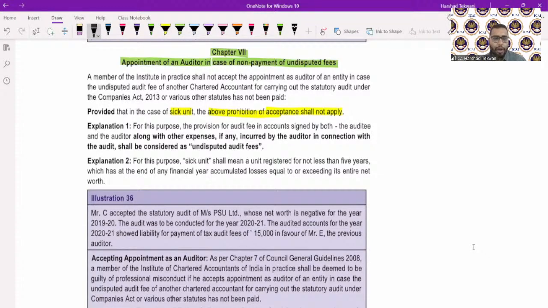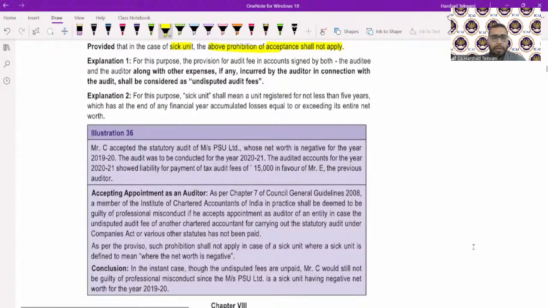Now there was a definition given for the sick unit. A sick unit is a registered unit for not less than 5 years and has, at the end of any financial year, accumulated losses. Remember, accumulated losses equal to or exceeding the entire net worth. At the end of any financial year, if my accumulated losses are equal to or exceeding the entire net worth, then it means a sick unit. Clear? Any doubt? We have already discussed this provision in a previous lecture also. Any doubt, guys? No? Okay.